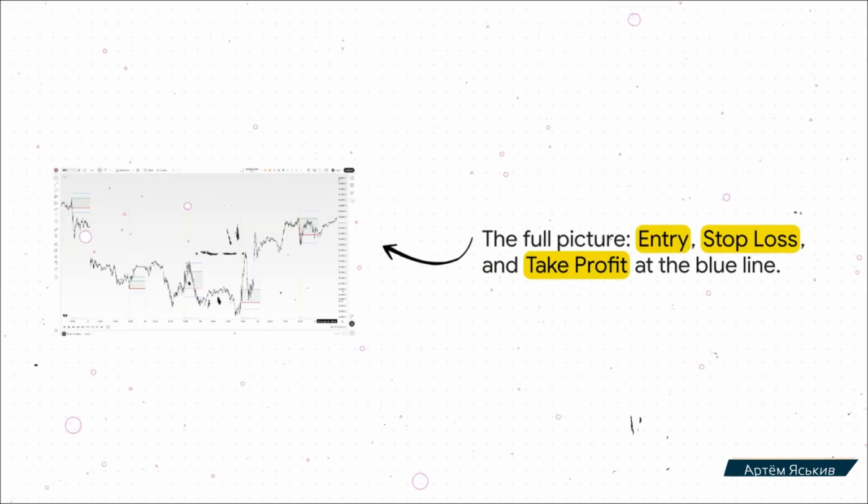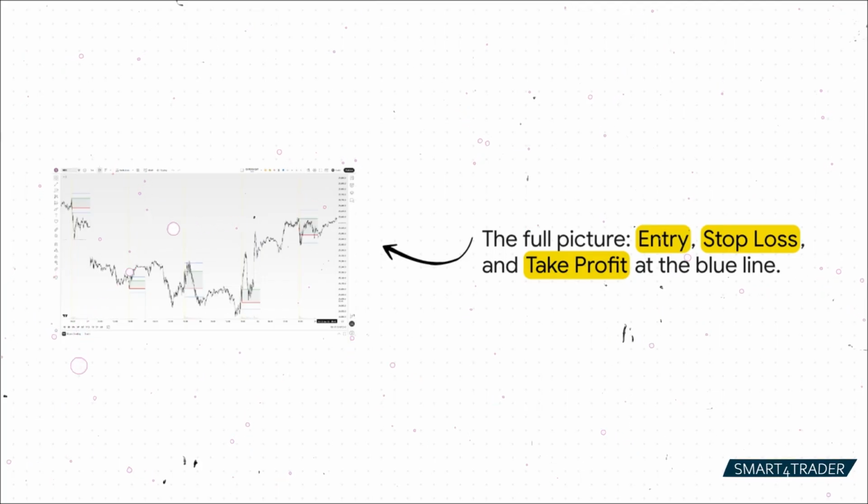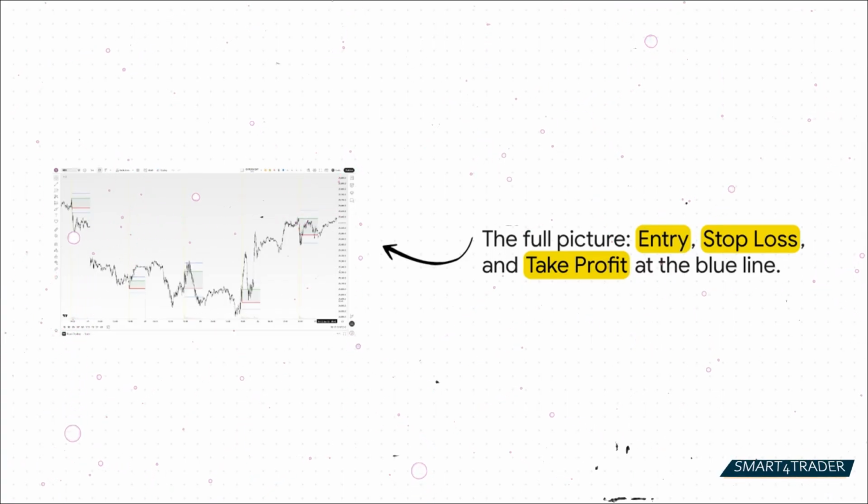And here's the full picture, all laid out for you. You get your entry when price closes above the green line. Your stop loss is waiting down at the red line, just in case, and your take profit target is that blue line sitting right above your entry. The entire trade plan is right there on your chart.